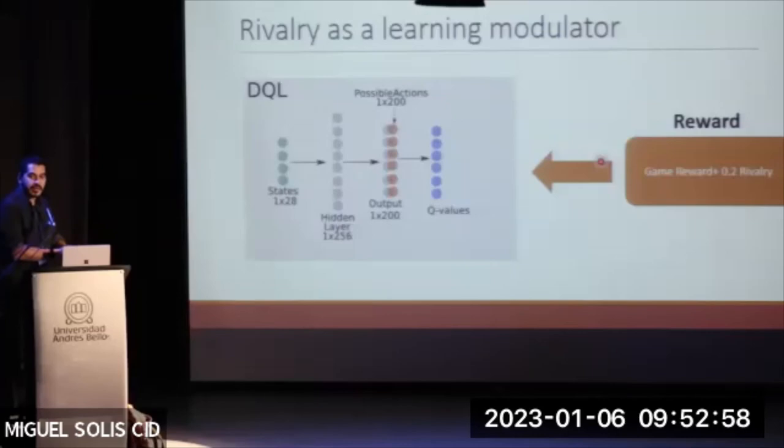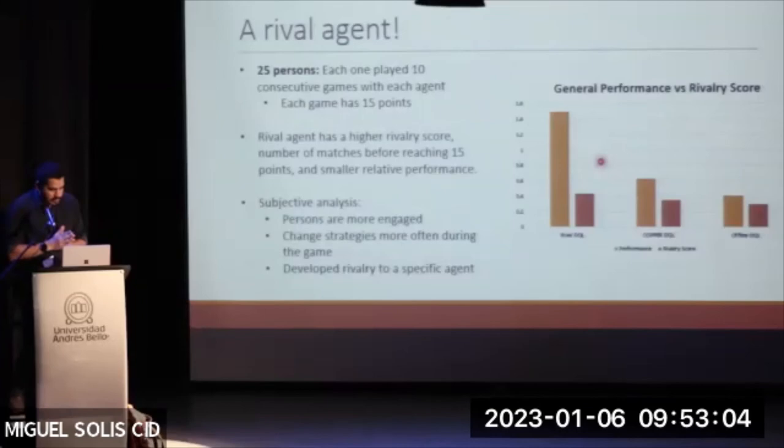And what we observe in this scenario. So we have the 25 persons, each of them plays 10 games, and we have a constraint of reaching 15 points. Every game the person wins, the person gets 3 points. So that means each player played a minimum of 5 games.